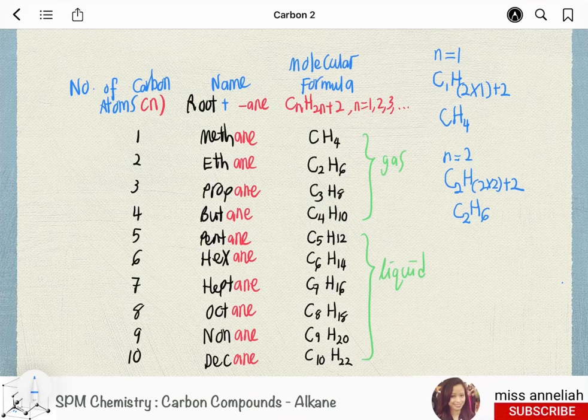C2H6. When n equals 3, Cn is C3, H2n plus 2 is H, 2 times 3 plus 2. C3, 2 times 3 is 6 plus 2 is 8, so C3H8. And the same way to deduce the molecular formula of the rest of the members.